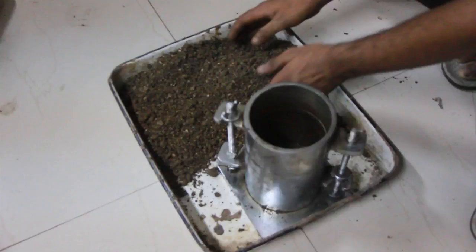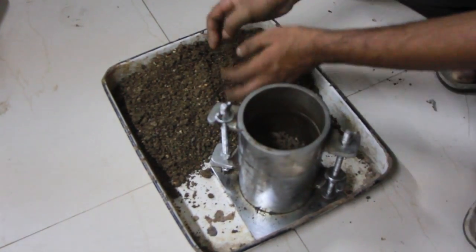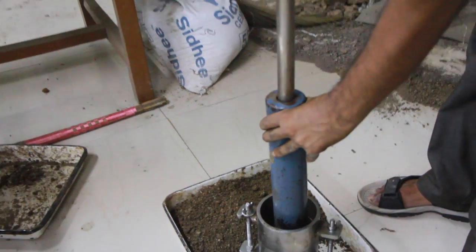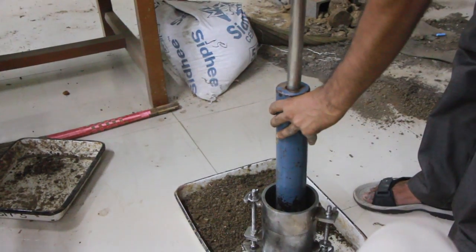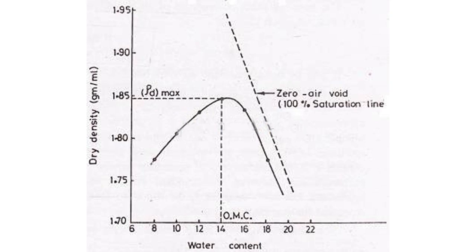The weight and the volume measurement give bulk density. The procedure is repeated for the different water contents. Our interest is in the graph between the dry density and the water content, which gives the OMC. The OMC will be different for the different soils. For example, the range is 6 to 10 for the sands and 14 to 20 for the clays.